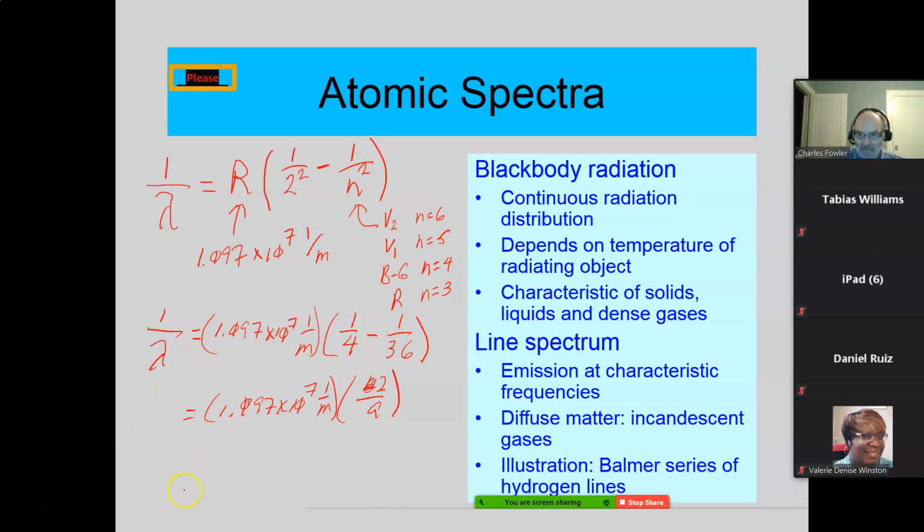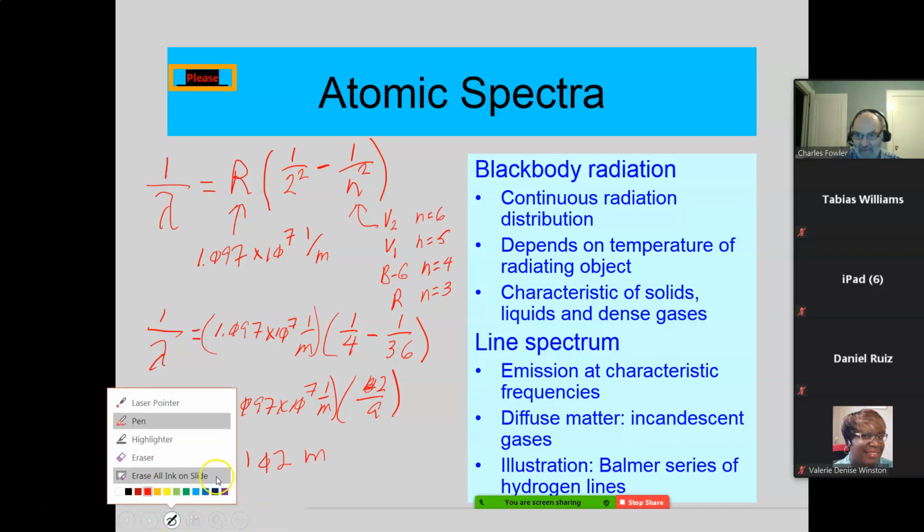When you do the reciprocal, that would be lambda equal to 4.1. I think we can do 4 significant digits: 4.102, and that would be meters, a wavelength. Oh wait, I did all the effort of counting those zeros and then forgot to write them in.